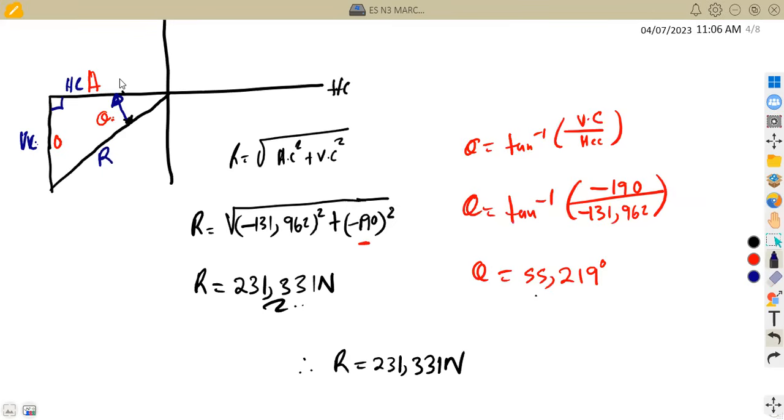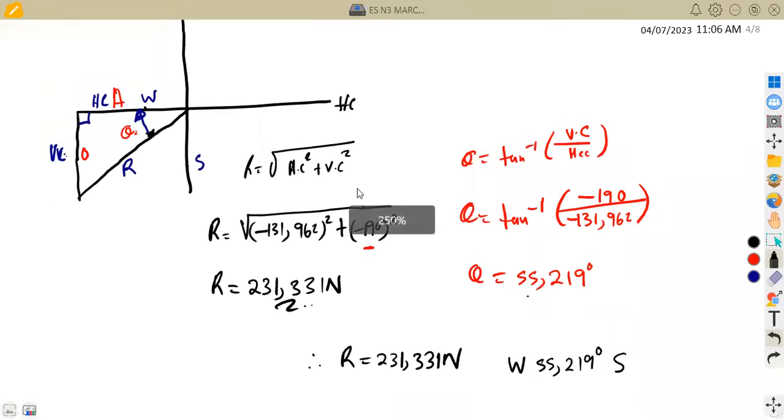This is your west side, this is the west, and this is the south. So it's west theta to the south direction. So this is going to be west 55,219 degrees to the south. Take note, guys, it is from the west to the south. Okay, so that is what you're going to have on our resultant in this case.